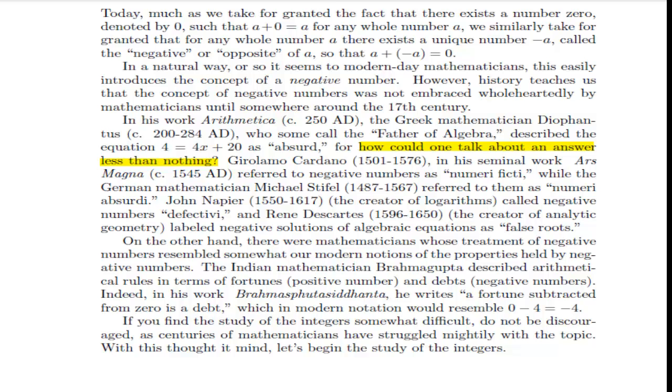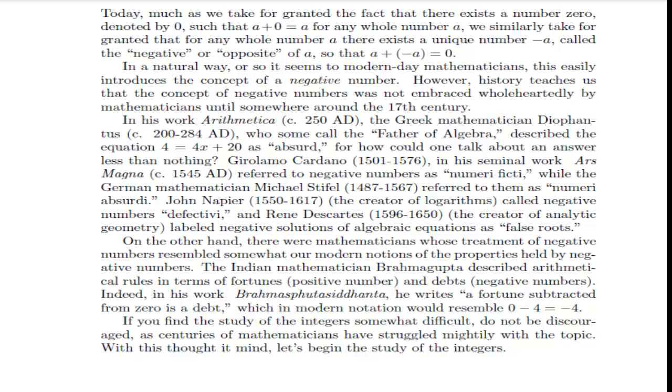Girolamo Cardano, in his seminal work Ars Magna, referred to negative numbers as numeri ficti, while the German mathematician Michael Stifel referred to them as numeri absurdi. John Napier, the creator of logarithms, called negative numbers defectivi, and René Descartes, the creator of analytic geometry, labeled negative solutions of algebraic equations as false roots.